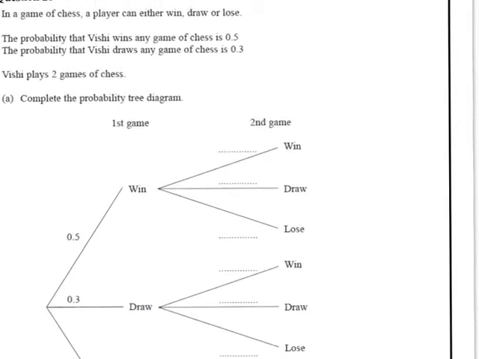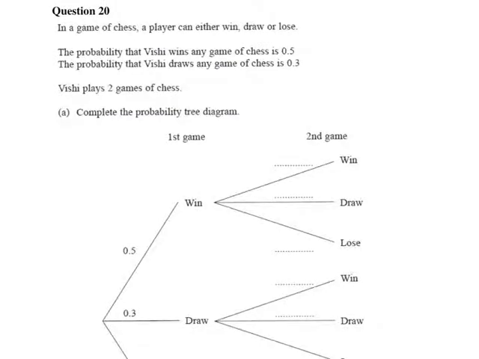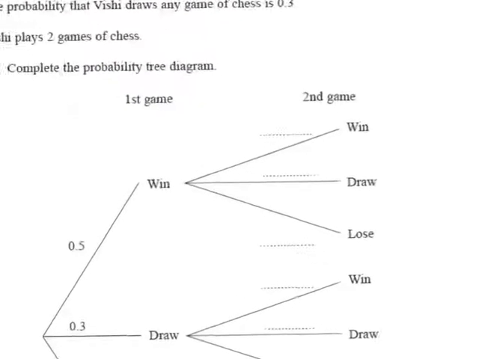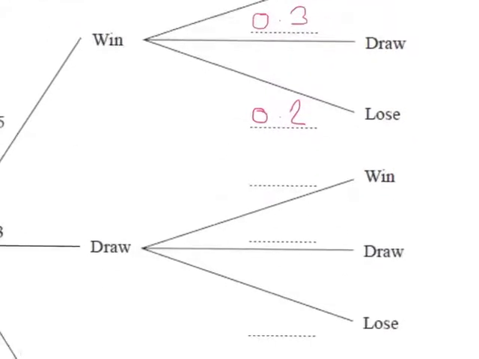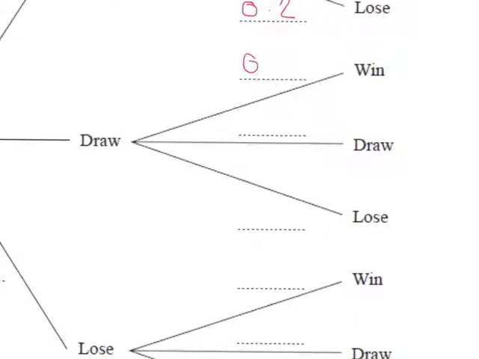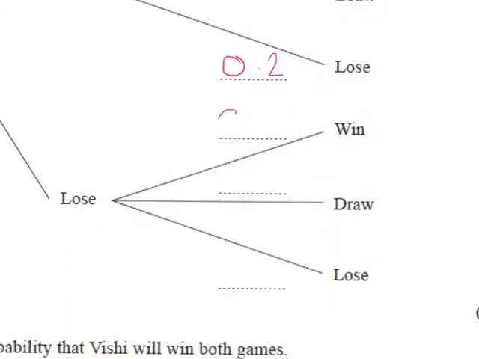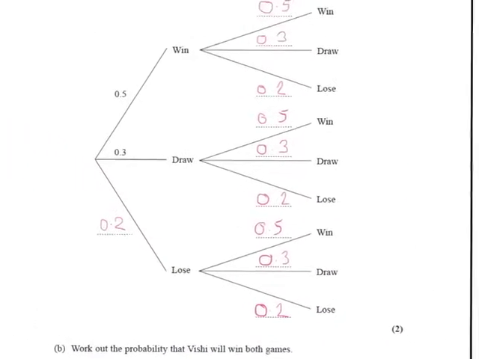Let's move over to the second game. There's nothing in the question to imply that the probabilities change from the first game to the second game, so now we're just going to focus on this one, and the probabilities will be the same. This one will be 0.5, the draw would be 0.3, and the lose would be 0.2. Now this is just the same, it's repeated down for each strand, so 0.5, 0.3, 0.2, and the last one 0.5, 0.3, 0.2. That is the 2 marks. That's quite nice, easy 2 marks there.